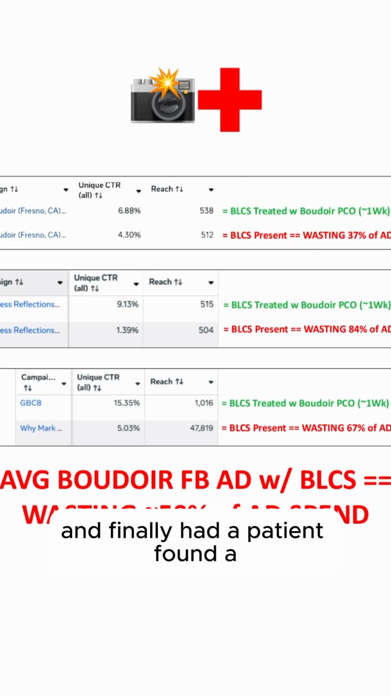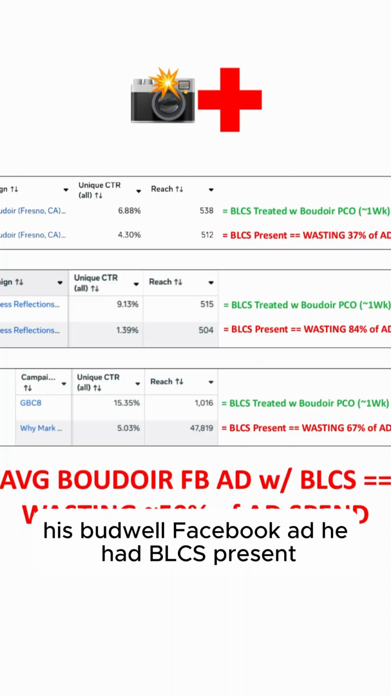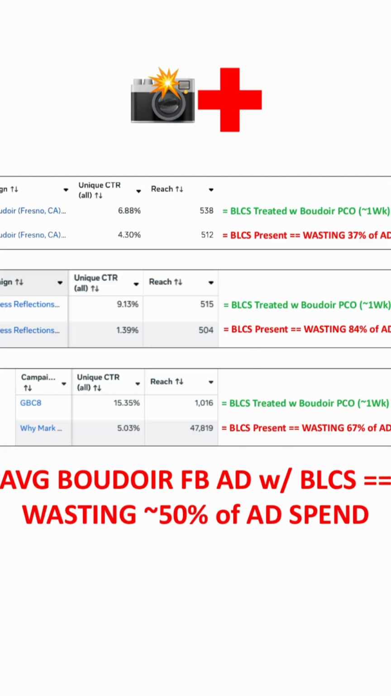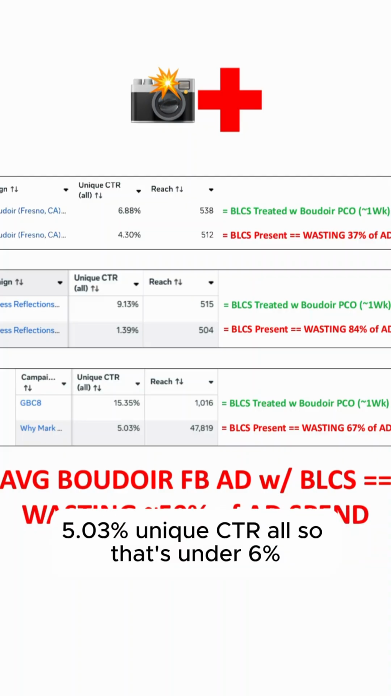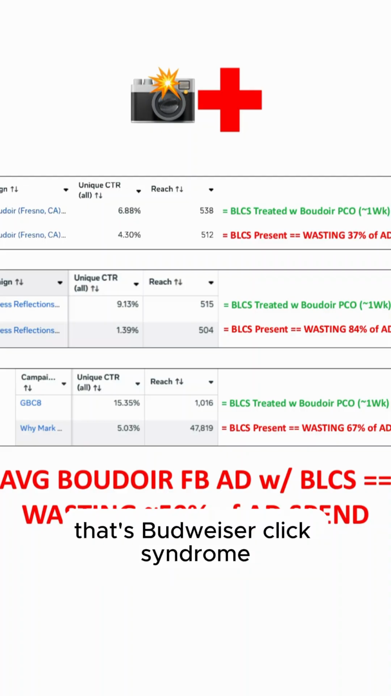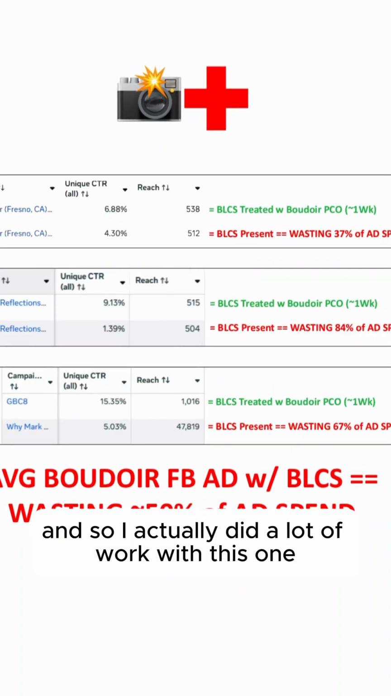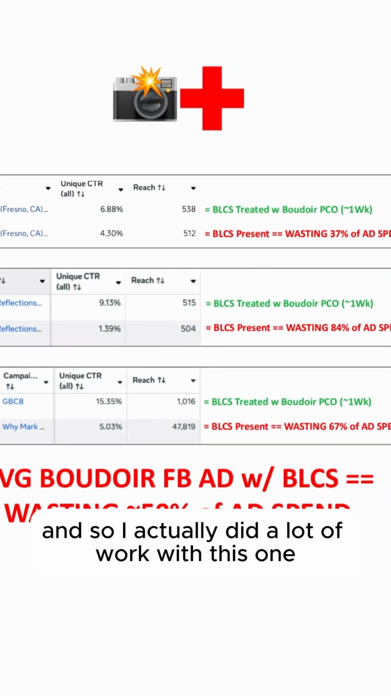And finally, I had a patient who found his Boudoir Facebook ad. He had BLCS present, with a 5.03% unique CTR, so that's under 6%. That's Boudoir low click syndrome. And I actually did a lot of work with this one.